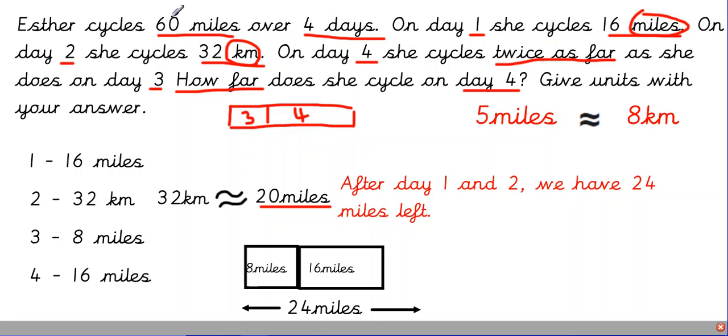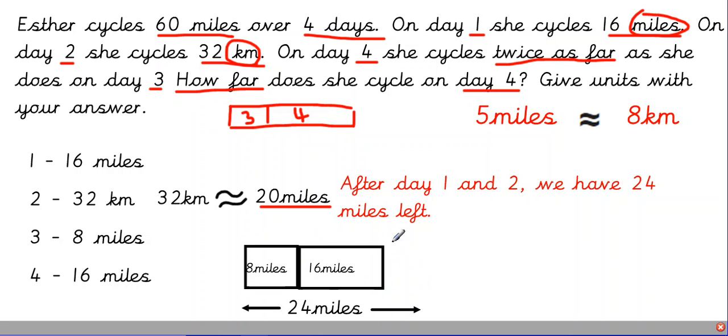So I've got 60 miles to cycle altogether over 4 days. So then I've done 60 minus 36, which has left me with 24 miles for the next 2 days. Okay, so for day 3 and day 4, altogether there are 24 miles left. So if we remember, on day 4 she cycled twice as far as she has done on day 3. Our bar model should look like this.